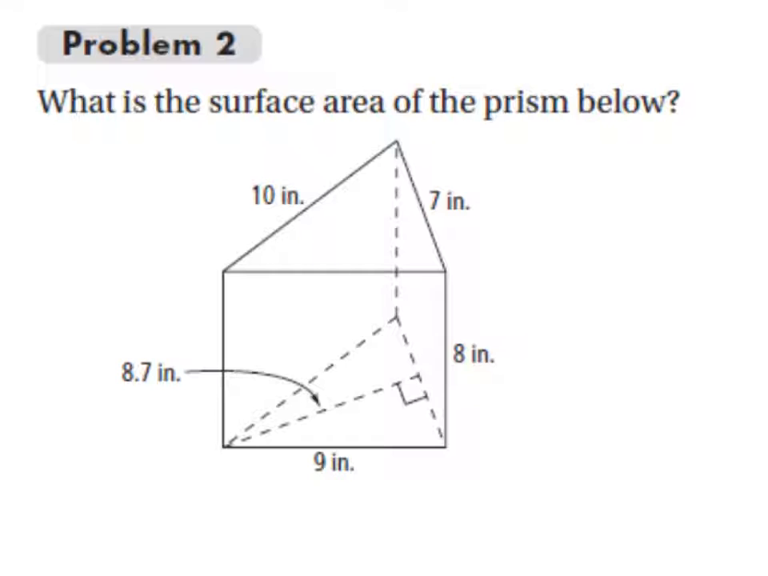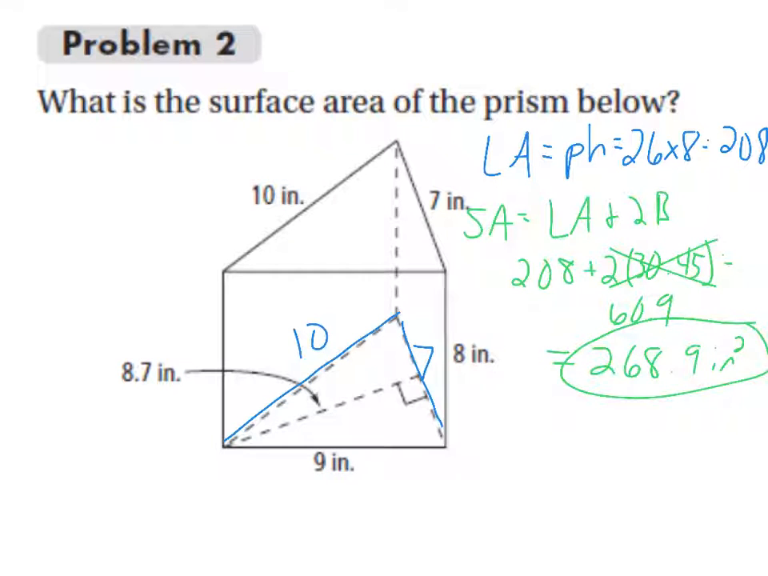Okay, so as you can see here, I found the lateral area, which is perimeter of the base times the height. You'll notice my perimeter here. This side length is 10, and I got that from up here. This side length is 7. I got that from up there. So my triangle on the bottom is 10, 7, and 9.